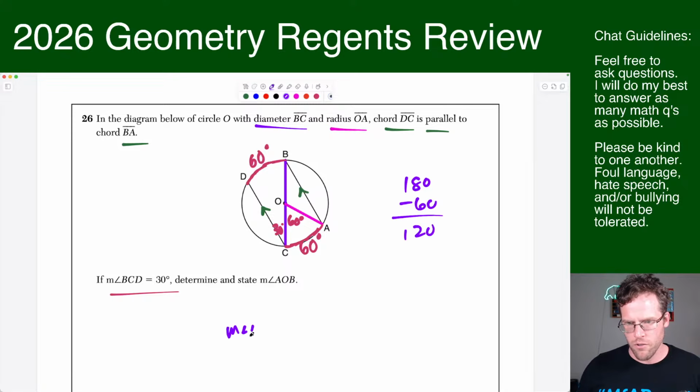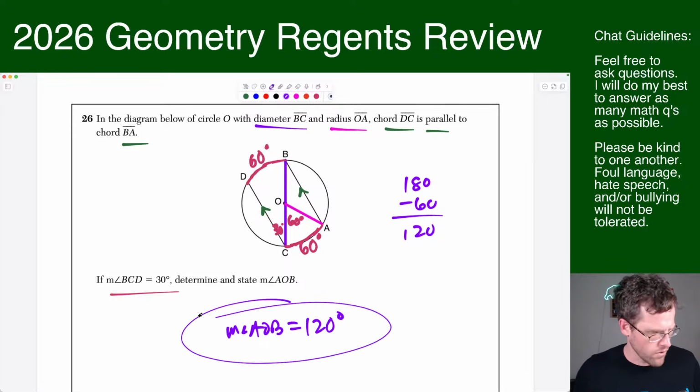So the measure of angle AOB would be equal to 120. All right, nice question here.